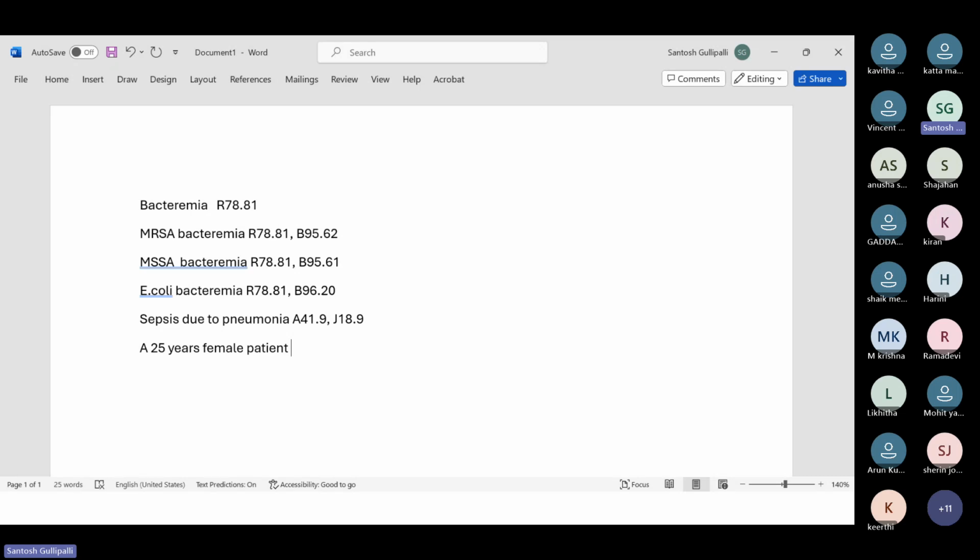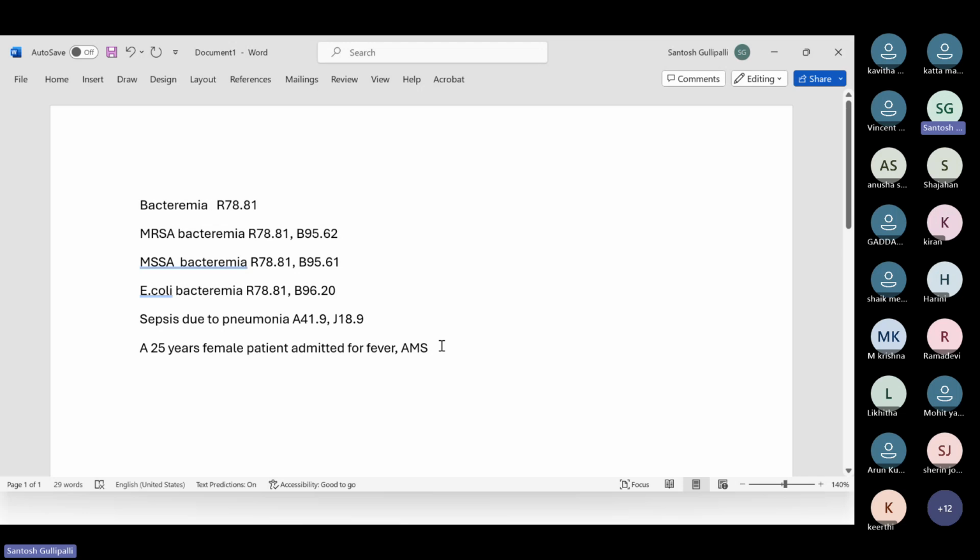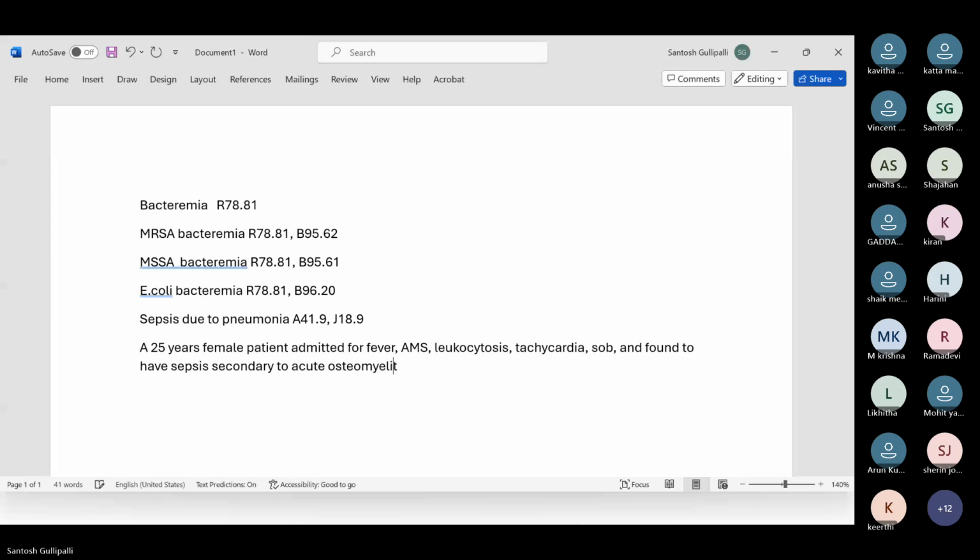A 25 years female patient admitted for fever, AMS, altered mental status, leukocytosis, tachycardia, SOB, and found to have sepsis secondary to acute osteomyelitis of right foot and ankle.